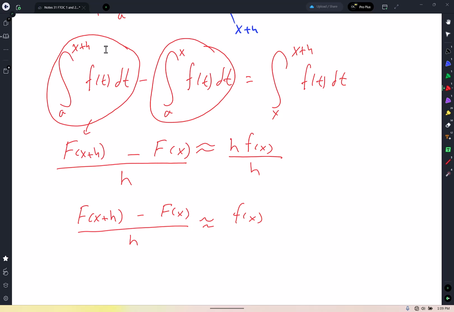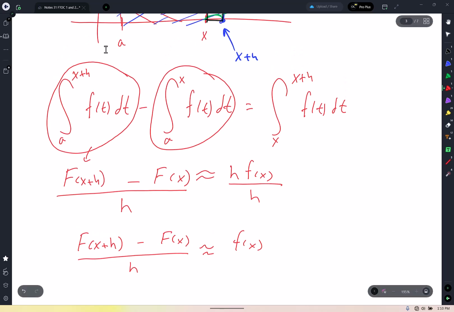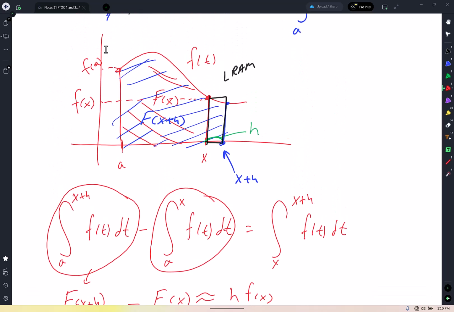But I do not want approximate. I want the exact. The only way to get exact, since I'm using LRAM, right? Do you agree that if I make h approach 0, this will be right at f of x? Look, if h is 1, that's x plus 1. But if h is 0.5, then I'm right here. If h is 0, I'm right on x, and that's a perfect f of x. You guys see that? So I'm going to use a limit to get the exact, because I want exact.